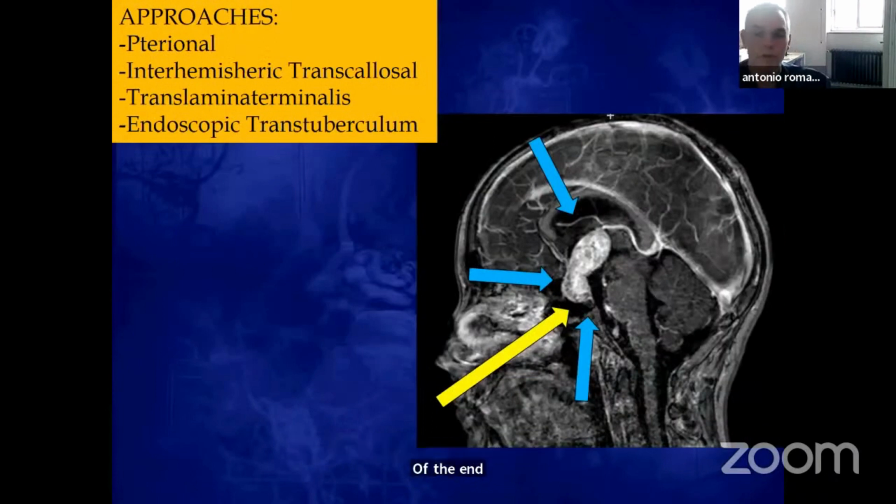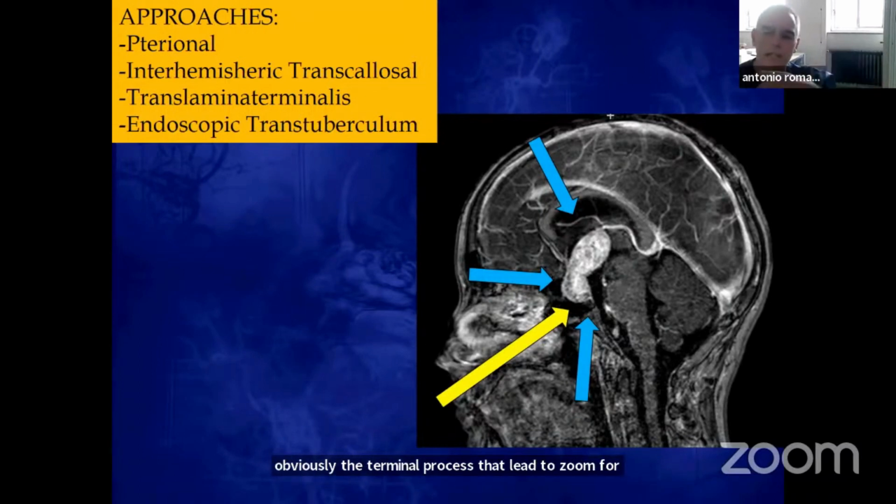What are the possible approaches for this lesion? Obviously, the transsphenoidal approach has a limit in seeing the highest portion in the intraventricular space. The same for the subfrontal translamina terminalis. For the interhemispheric transcallosal transforaminal, we have a long approach and some difficulty seeing the inferior part of the lesion. So we decided to operate on this patient with the endoscopic transtuberculum approach.